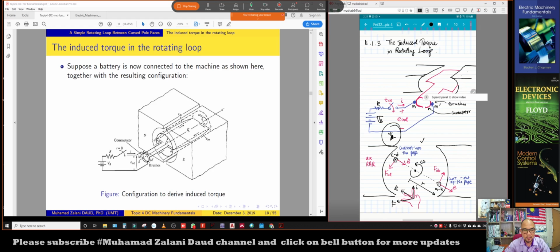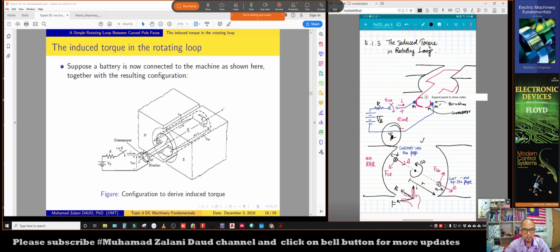So the force will be induced. Which direction is the force? We can determine the direction of the force using our right hand rule, F = IL × B. Using your right hand rule, you will see that the force induced is in that direction, perpendicular to the B direction. This is the force induced at segment CD, which is F_CD.